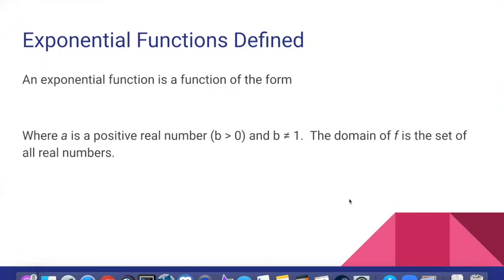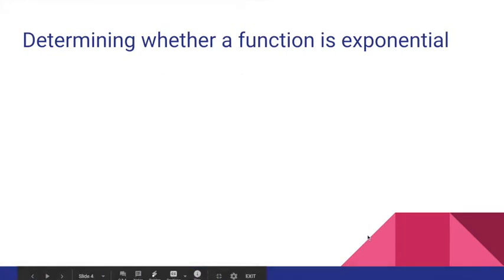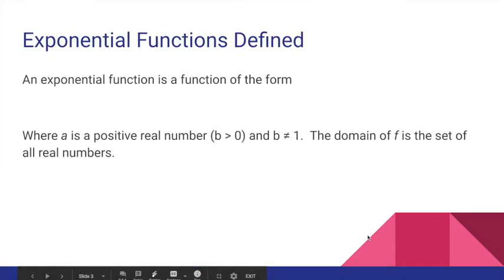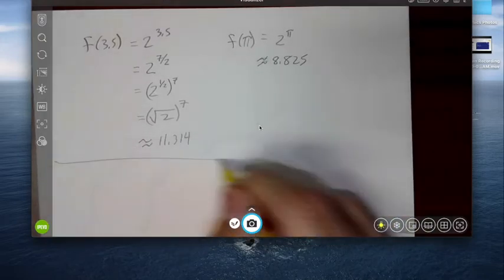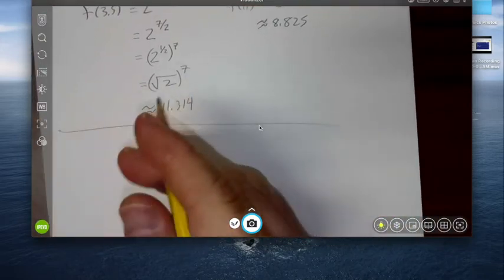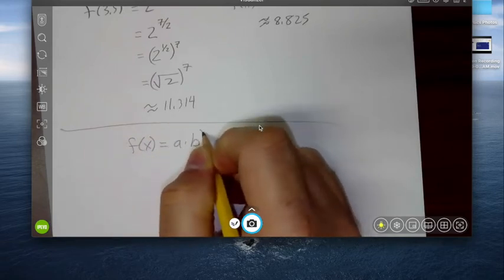We can define exponential functions. An exponential function is a function of the form, and I think typically on these slides I would just write that in the space there on the board. So I'll write it on the document camera in a second. But in general, let's just do that. So the general form or standard form of an exponential function would be f of x equals a times b to the x.